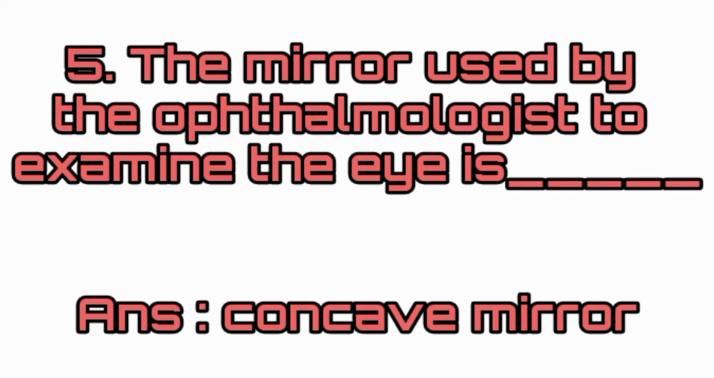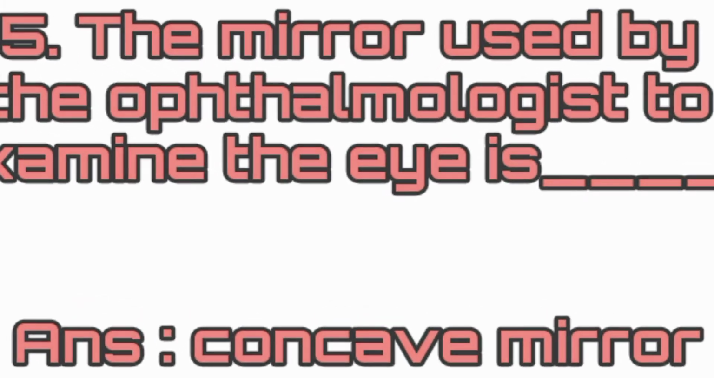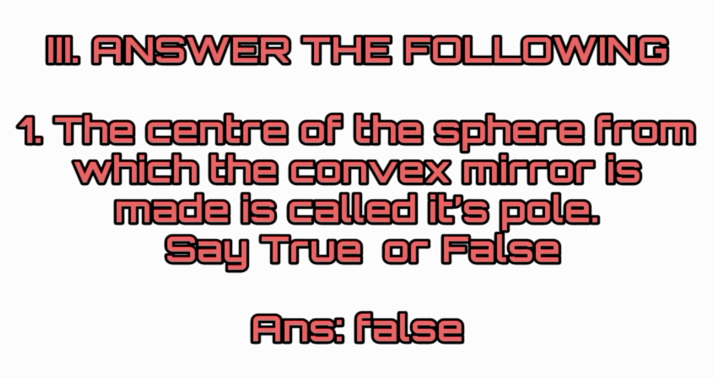Question number 5. The mirror used by the ophthalmologist to examine the eyes is dash. Answer concave mirror. Answer the following. Question number 1. The center of the sphere from which the convex mirror is made is called its pole. Say true or false. Answer false.